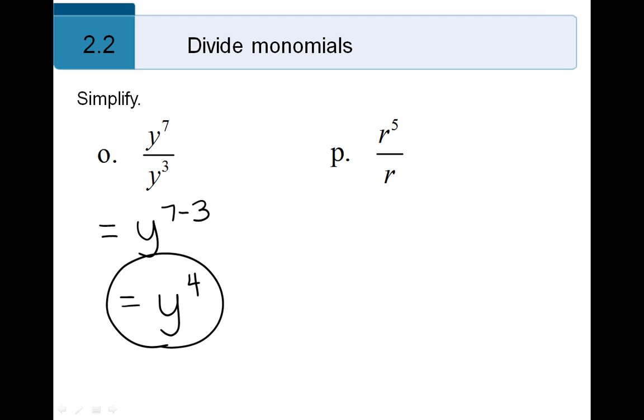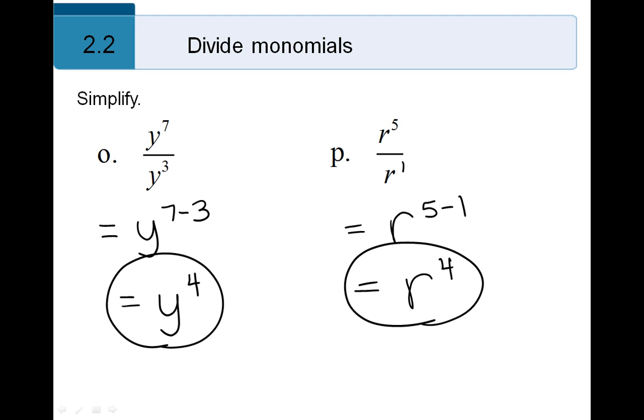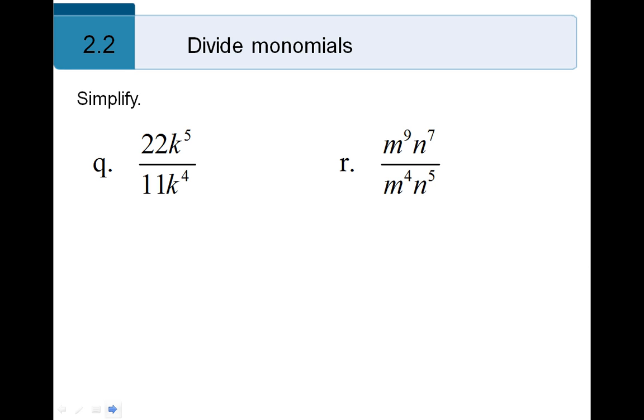In example P, we have r to the fifth divided by r. Once again, there's an implied 1 there. This will equal r to the 5 minus 1, which equals r to the fourth power. Q, we have 22k to the fifth divided by 11k to the fourth. So we're just going to divide 22 and 11. 22 divided by 11 is 2, so we have 2k to the 5 minus 4. So that's just 2k to the first power, so we're just going to write 2k.